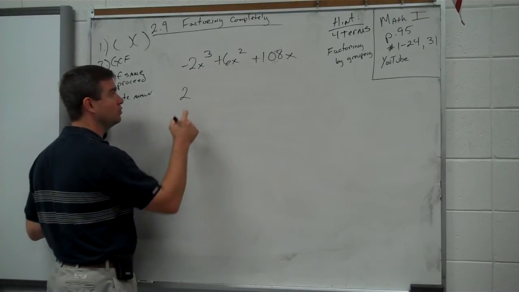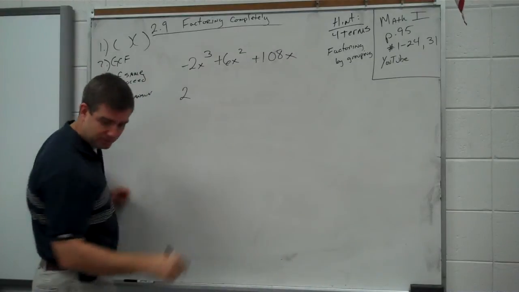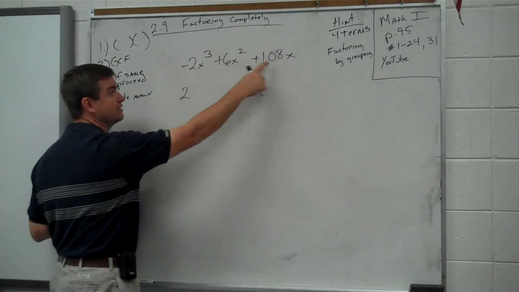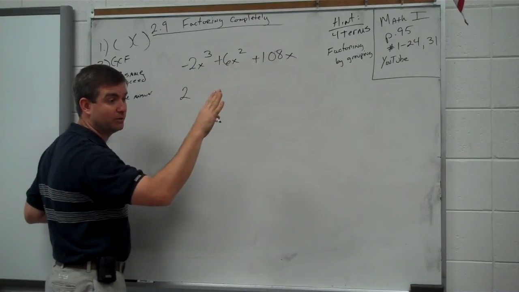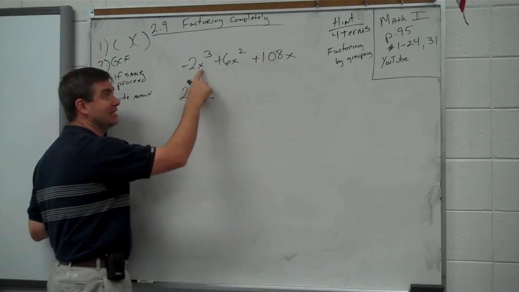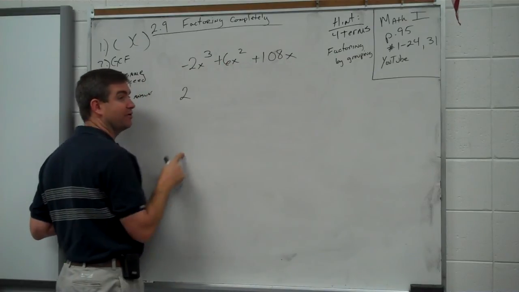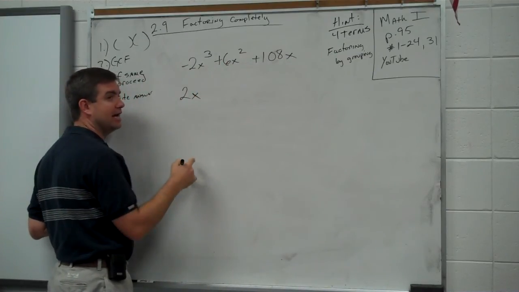All right. We've got a 2, right? 2, 6, and 108. We know that the number is 2. What is the variable? We got x cubed, x squared, and x. What's our variable? x. All right.